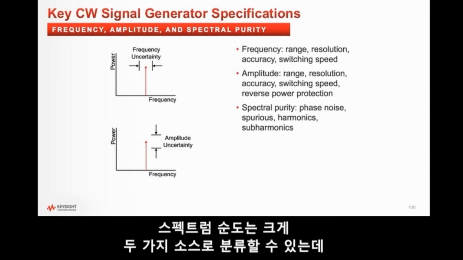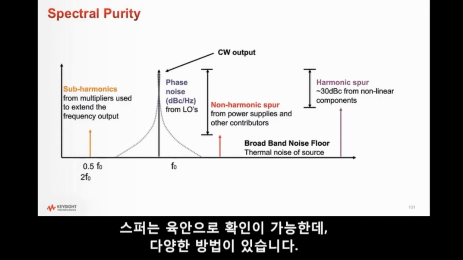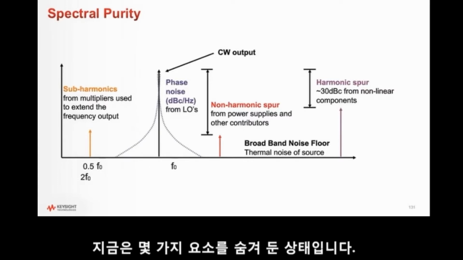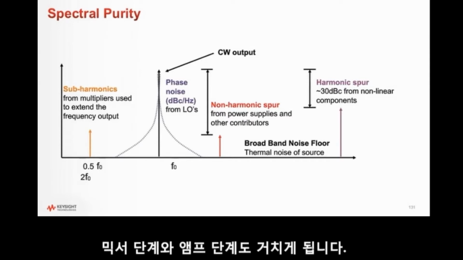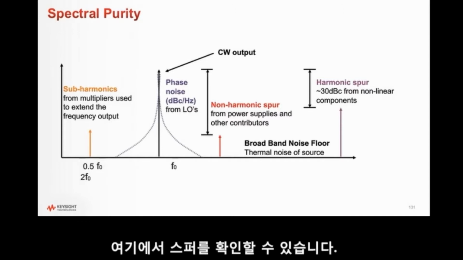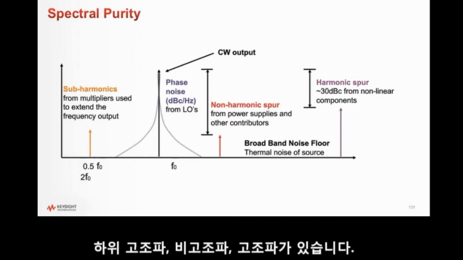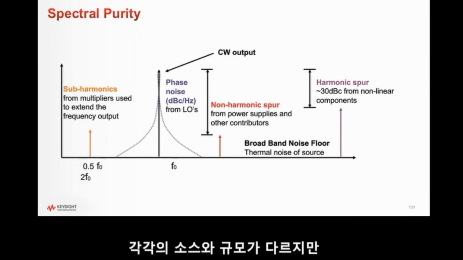Spectral purity, you can kind of broadly categorize this into two sources. Noise, we've got broadband noise and phase noise, or spurs. So spurs can show up. There's a lot of ways to get there. Generally, we're kind of hiding some things right now. There's going to be some mixer stages, some amplifier stages. All those can generate harmonic products, non-harmonic products. And you get these spurs out here. I like this slide because it kind of breaks them down a little more. Subharmonics, non-harmonics, and harmonics. And those all come from different sources. They come in different amounts, but they can all be problems.